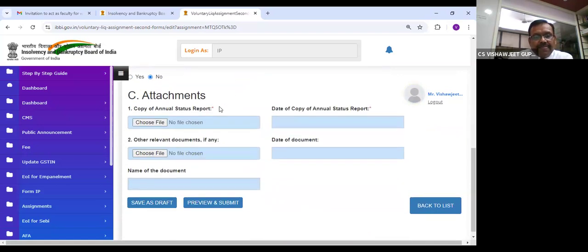click on no. Now attachments: copy of the annual status report after 270 days or 90 days, when you call the meeting. Then the date of the annual status report, any other relevant documents, if any, date of the document, any other document which you want to annex, then preview and submit. And then after e-signing or digital signature, you can file this document with the IBBI, right?